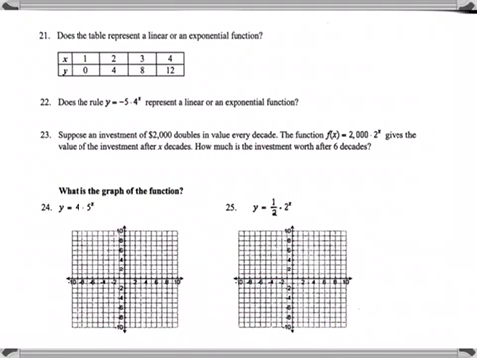For question 21, does the table represent a linear or exponential function? Well, to determine this, we look at our y values and see how they're changing. Each time we're adding 4, the addition of 4 makes this a linear function. If it was multiplying, it'd be exponential, but it's linear since it's adding. In question 22, does this represent a linear or exponential? Well, it's going to represent exponential because we have a variable that is an exponent.